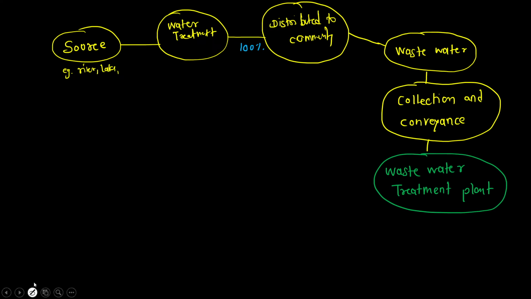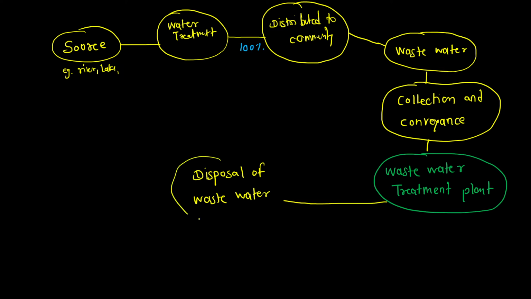Now after this, in the wastewater treatment plant, what will happen? Certain treatment will be given to the original wastewater, and after giving the treatment, the last process will be the disposal of wastewater. Generally this disposal is done in the rivers or lakes or oceans. We will see the various methods of disposal of water.